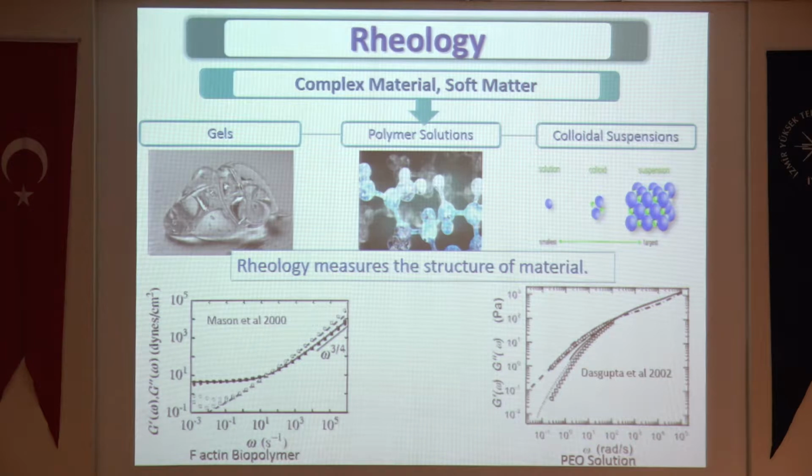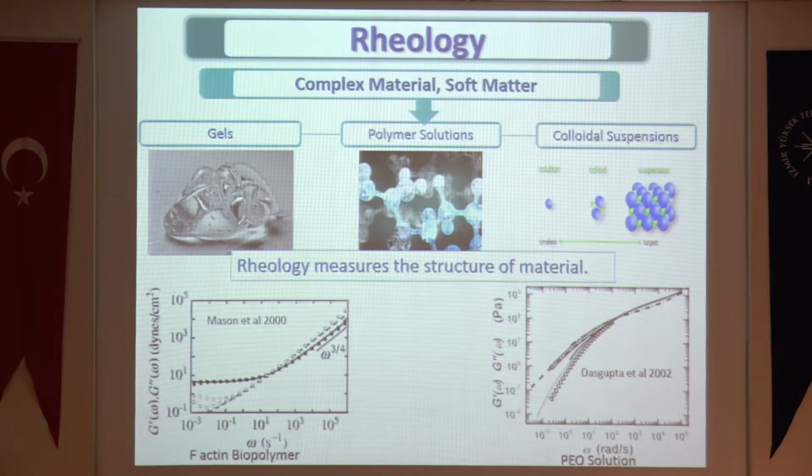Again, rheology can be used in gels, polymer solutions, and colloidal suspensions. The main idea is to measure the structure of the material. For example, this has been done with rheometers for an actin biopolymer, where one can have G prime and G double prime versus frequency, or for a polyethylene oxide solution, again G prime and G double prime versus frequency. Depending on the frequency, you measure different elastic and viscosity constants, which makes sense, what you were expecting.